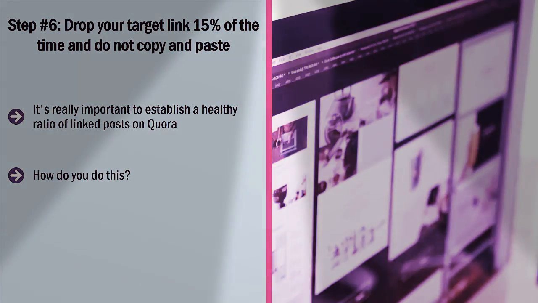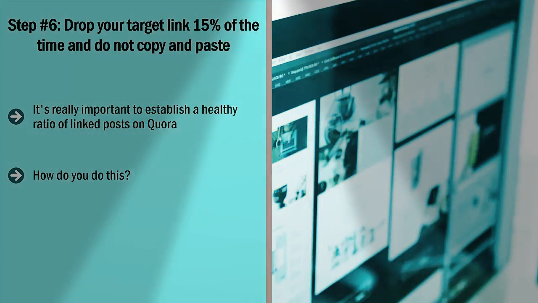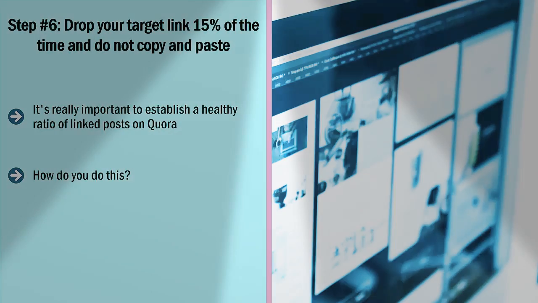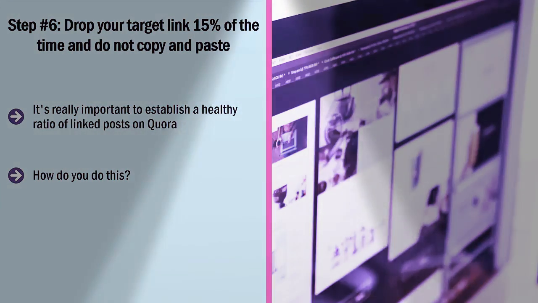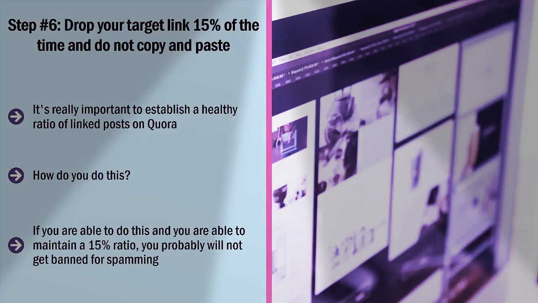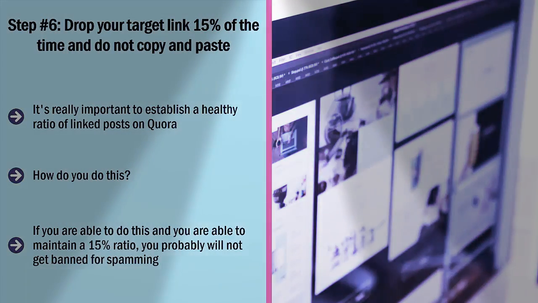Only 15% of your total posts link to your own pages. The rest link to other third-party content or do not have links at all. Also, none of your posts are simple copies and pastes of each other. You're not just using some template over and over again. If you are able to do this and you are able to maintain a 15% ratio, you probably will not get banned for spamming. I can't guarantee anything, but the chances of you getting banned are going to be lower than people who just drop a link every time they post.